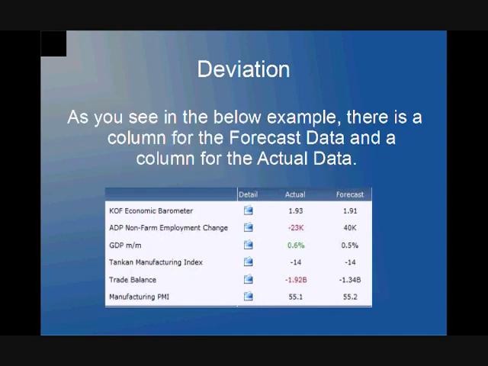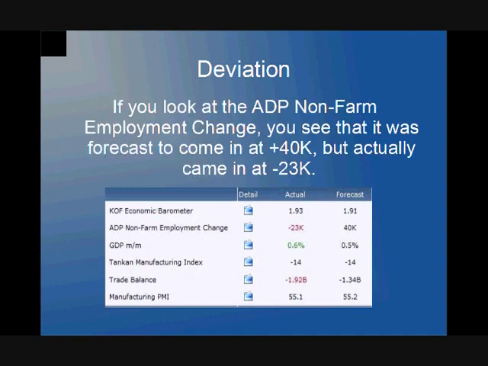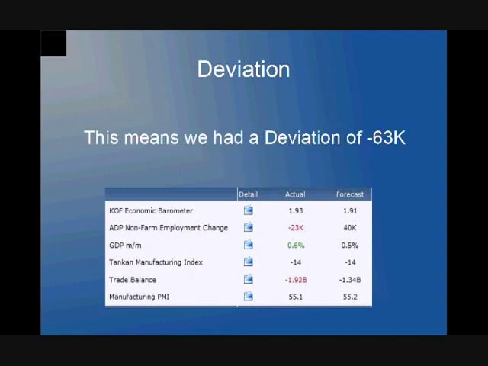What you see in this example is a small section of an economic calendar. You see here that there is a column for the forecast data and also a column for the actual data. Look here at the row called ADP, Non-Farm Employment Change. You see here that the forecast was 40,000, but the actual data came in at minus 23,000. So, doing some quick math, what this means is that we had a deviation of minus 63,000.